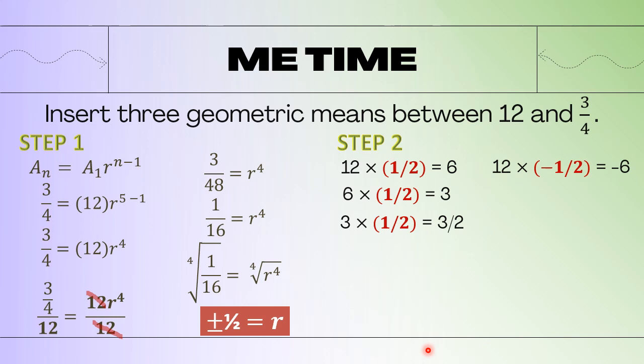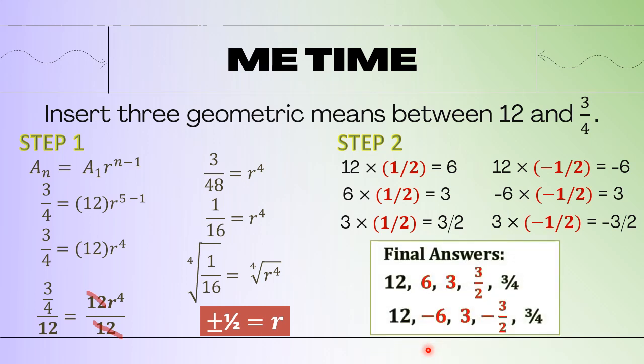So let's start again with the preceding term. 12 times negative 1/2, it's negative 6. Negative 6 times negative 1/2, it's positive 3. And 3 times negative 1/2, it's equal to negative 3/2. And so, our final answer, looking at the first sequence, we can have 6, 3, and 3/2. Or another set of geometric means, we have negative 6, 3, and negative 3/2. Okay, so we're done with this problem.